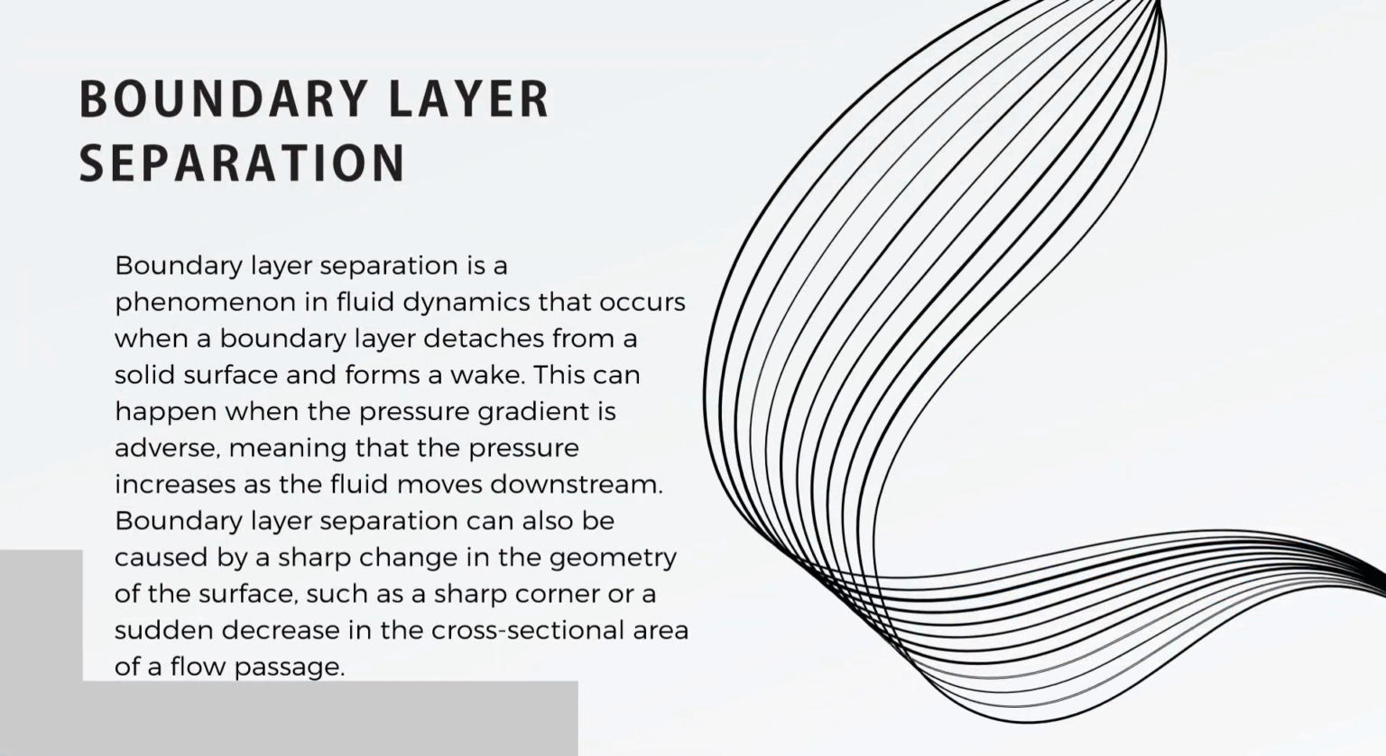Boundary layer separation. Boundary layer separation is the phenomenon in fluid dynamics that occurs when a boundary layer detaches from a solid surface and forms a wake. This can happen when the pressure gradient is adverse, meaning that the pressure increases as the fluid moves downstream. Boundary layer separation can also be caused by a sharp change in geometry of the surface, such as a sharp corner or a sudden decrease in the cross-sectional area of a passage.